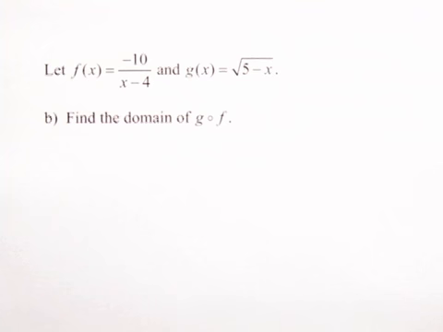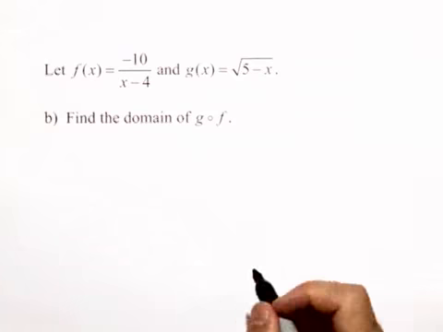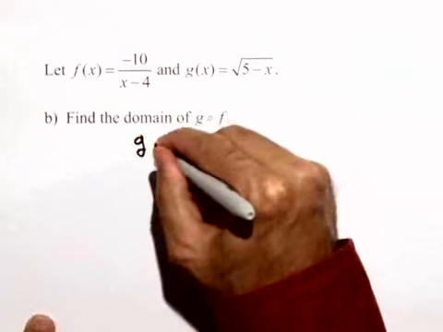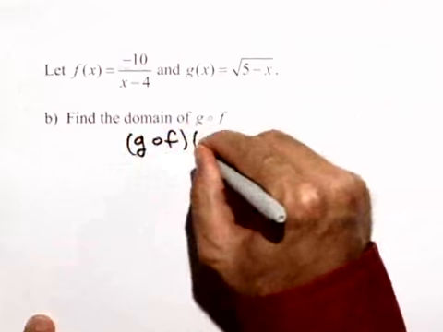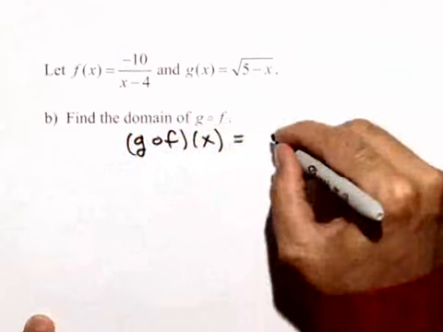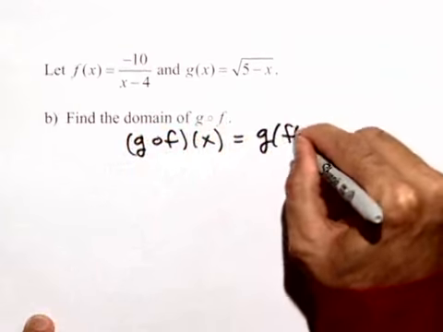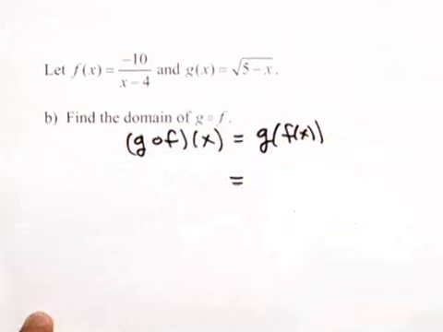So let's find the domain of g of f. Now before we do that, let's take a look at what our function looks like. g of f of x is equal to g of f of x, which is equal to what?